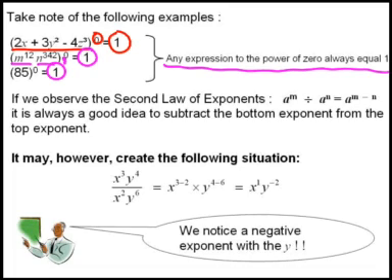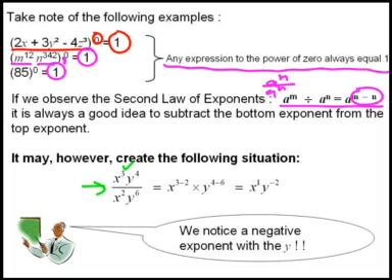Now if we observe the second law of exponents, which is basically saying if we divide two terms, a to the power of m divided by a to the power of n, we can simply subtract the two exponents from one another. Now it is always a good idea to subtract the bottom from the top exponent. It's just a good rule of thumb to remember, subtract bottom from top. But it may create the following situation, as you can see there.